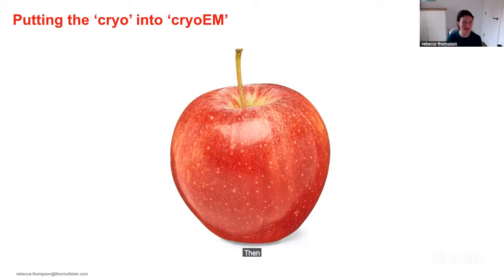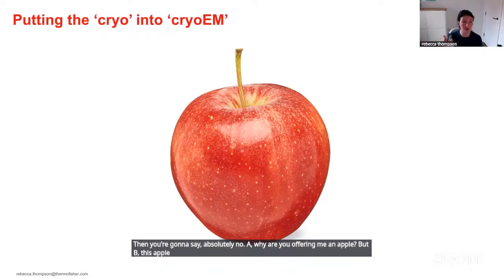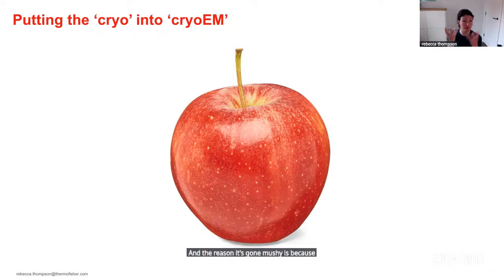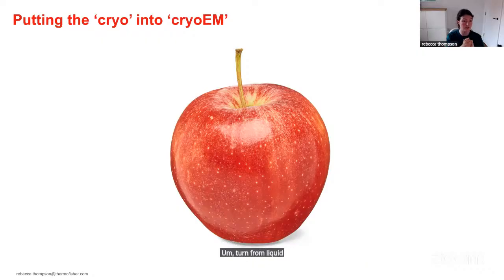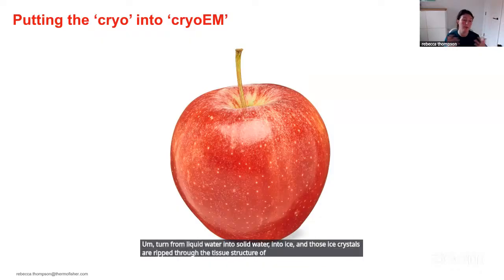Then you're going to say, absolutely not. A, why are you offering me an apple? But B, this apple is now mushy, it's gross, I don't want to eat it. And the reason it's gone mushy is because that apple froze slowly. So all of the water within that apple turned from liquid water into solid water, into ice. And those ice crystals have ripped through the tissue structure of the apple, meaning when it thaws, it gets all mushy and not well preserved.